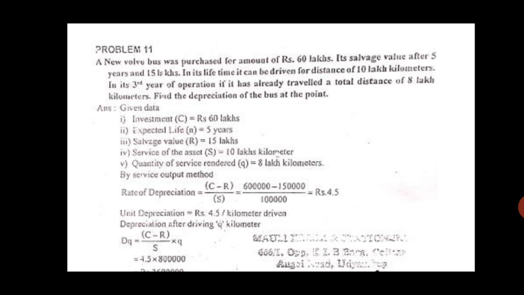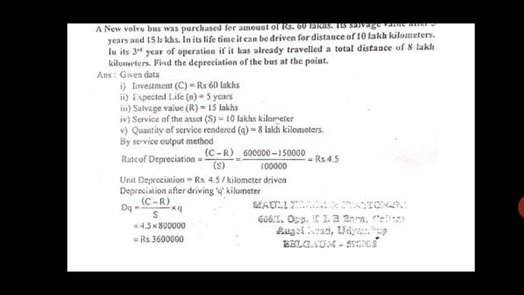In its third year of operation, it has already travelled a distance of 8 lakh kilometers, because these Volvo buses run long distances, like Goa to Bangalore, Goa to Bombay. So in 3 years only it has travelled 8 lakh kilometers. After these 8 lakh kilometers or 3 years, find out the depreciation of the bus. Very simple equation it is.